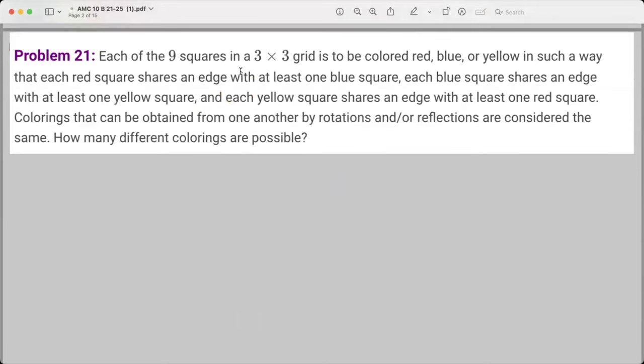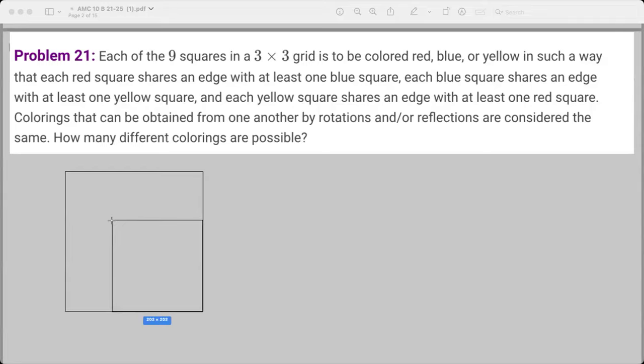Alright, so problem 21. Each of the 9 squares in a 3 by 3 grid is to be colored red, blue, or yellow. So we have a 3 by 3 grid, and we are coloring all of them, each one of 3 colors, in such a way that every red square has an edge with a blue square. Every blue square has an edge shared with a yellow square. Every yellow square has an edge shared with a red square.